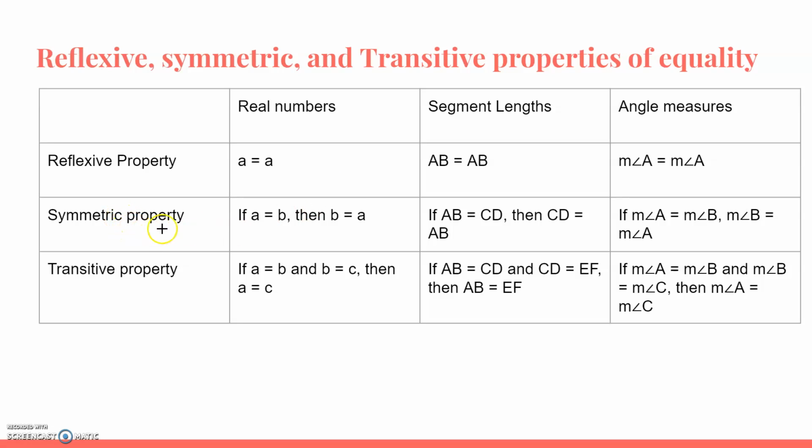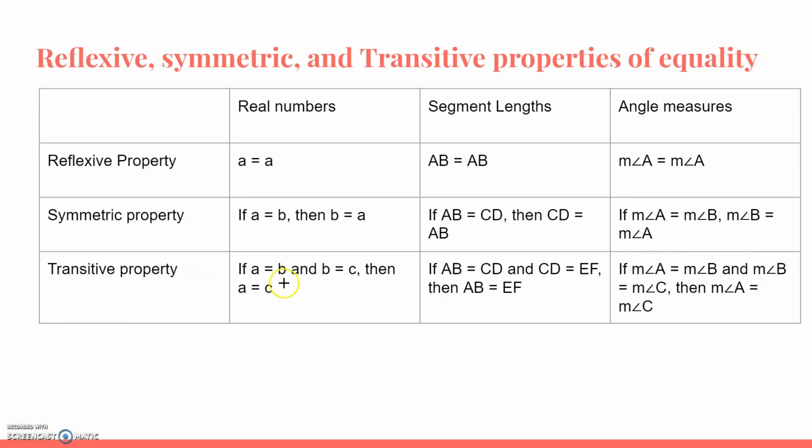Symmetric property, if A = B, then B = A. This just says that you can swap them around. If AB = CD, then CD = AB. Then finally, if angle A = angle B, then angle B = angle A.